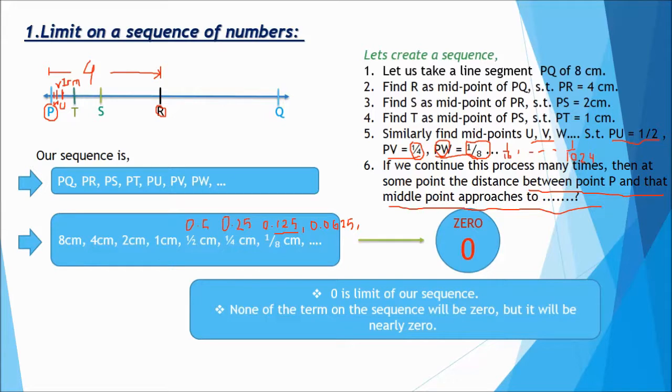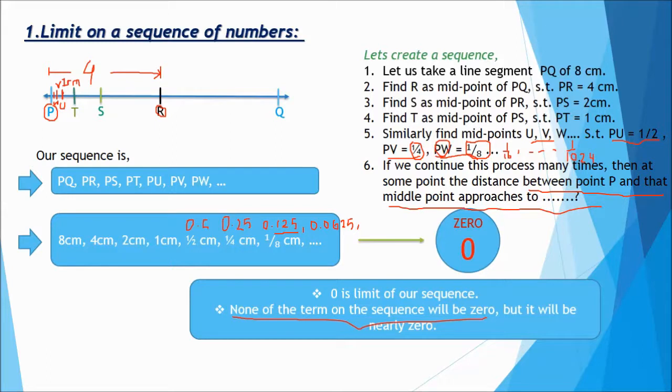None of the terms in the sequence will be 0. Yes, none of the terms. This is a very important thing. None of the terms in the sequence will be 0, but they will be nearly 0. If it becomes 0, then that middle point does not exist. If the distance between the midpoint and P is 0, then that midpoint coincides with point P. You can say it coincides with point P. So that is not our sequence, isn't it?